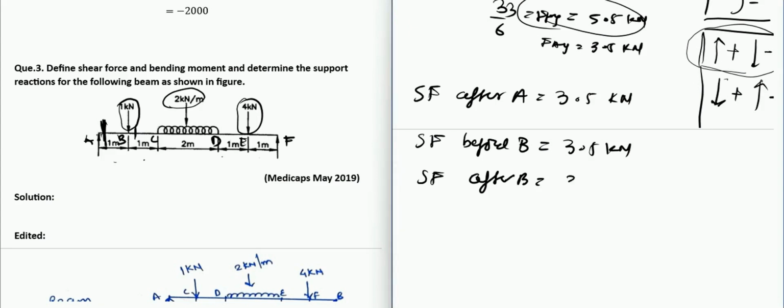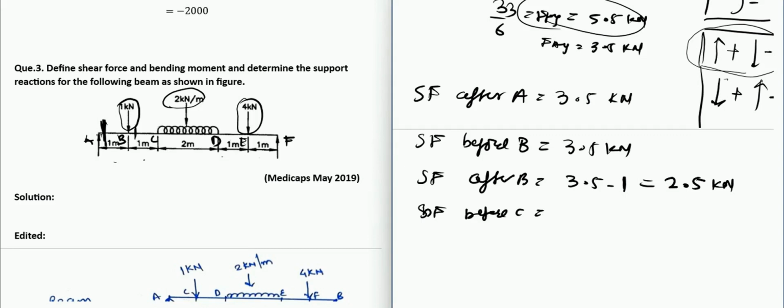We have 3.5 in the upward direction and -1 because it is in the downward direction, so we will take it as minus. So we have a 2.5 kilonewton force. Now let us say we are calculating at C, before C. So, shear force before C.